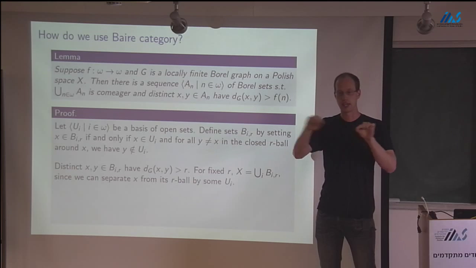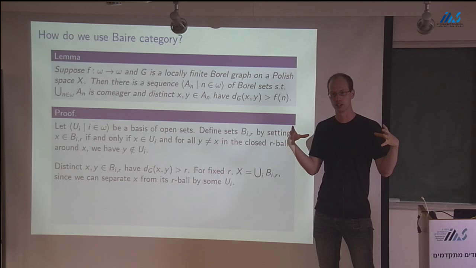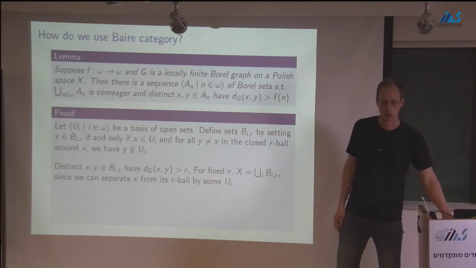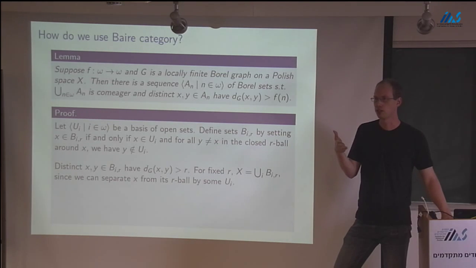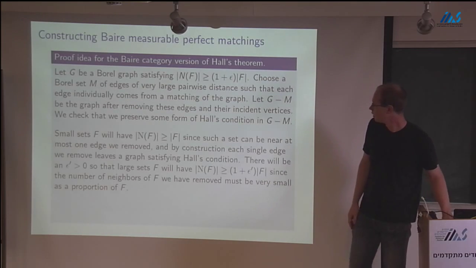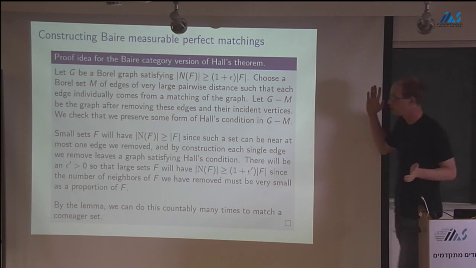You say that the edge comes from a matching if after you delete it, every finite set still satisfies Hall's condition. You don't ask for the existence of a matching, which would be a real quantifier. It doesn't matter how small that epsilon is. And then you just use uniformization on, I guess, Borel relations with finite sections, which is really easy. I mean, it's true for countable sections as well. So that's the idea of the construction.